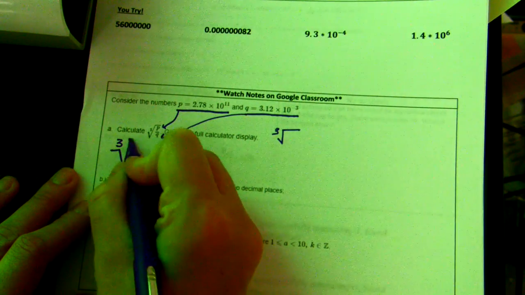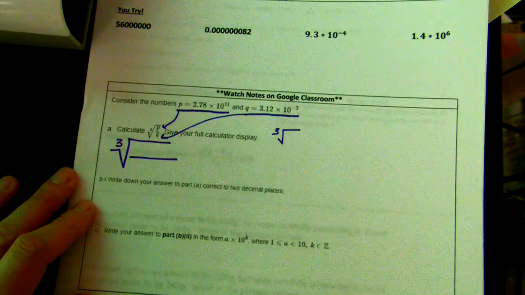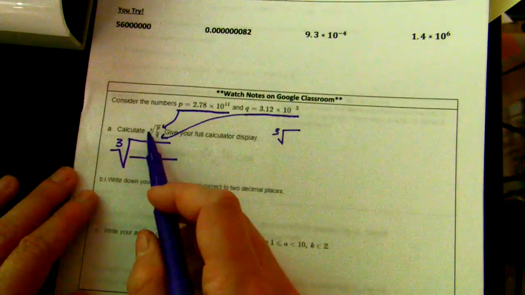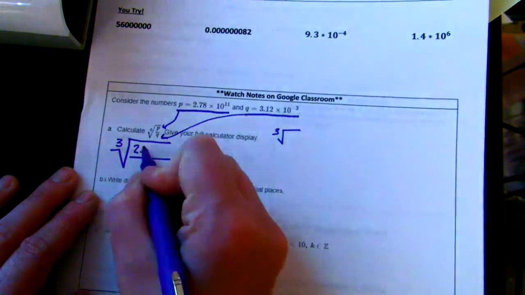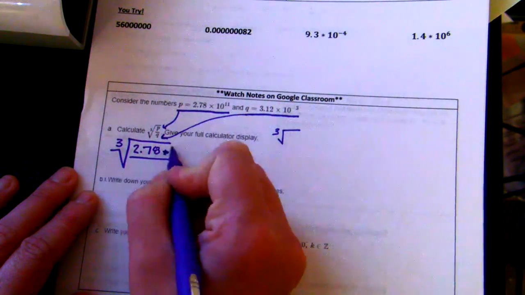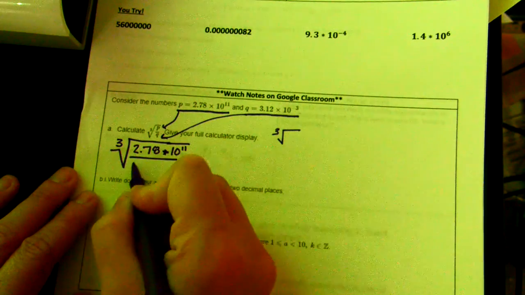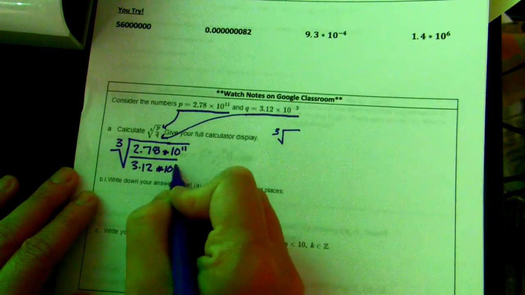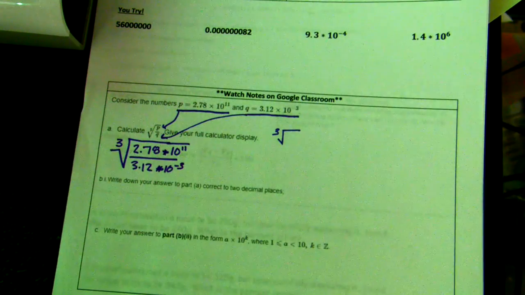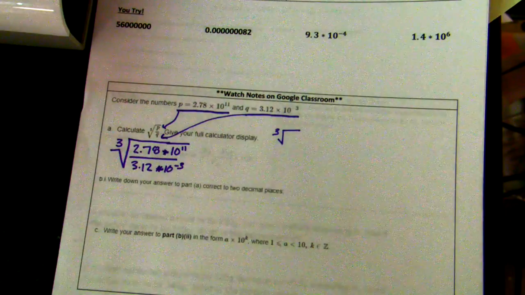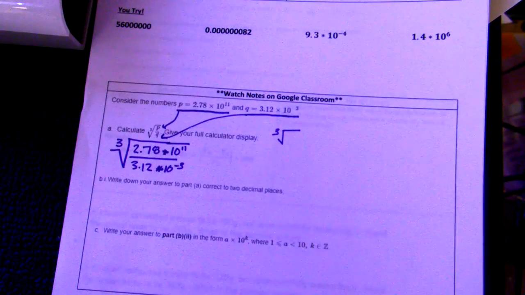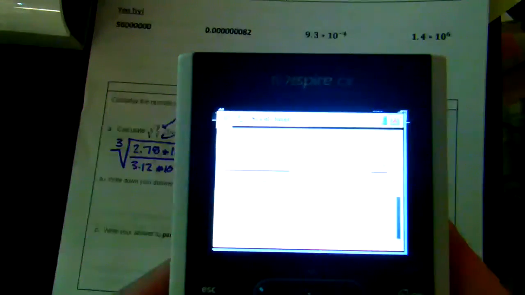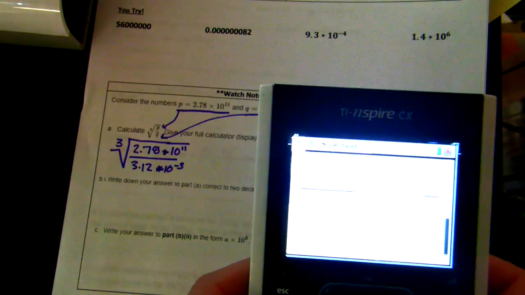I like to write out what I'm going to pop into my calculator first, makes it a little easier for me. So I've got cube root, and then I've got 2.78 times 10 to the 11th over 3.12 times 10 to the negative third. Okay? When you are putting that in your calculator, go to calculate. See if we can see this here. Kind of, sort of, maybe not.